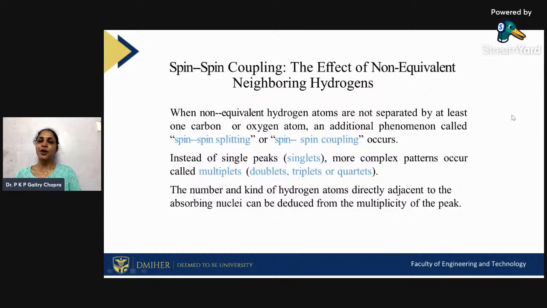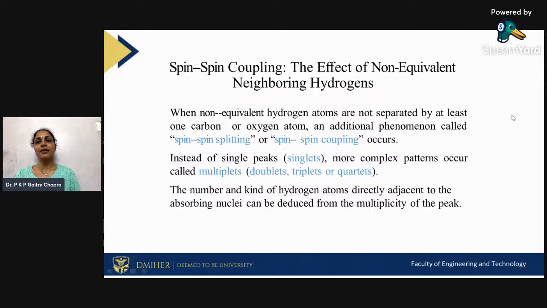So what happens is, because of that, a single singlet, meaning a single signal, is split into n number of signals depending upon the type of neighboring proton which is present. So instead of a single peak, that is a single singlet, you get more complex patterns. You can get a doublet, a triplet, a quartet, a pentet, or simply multiplets.